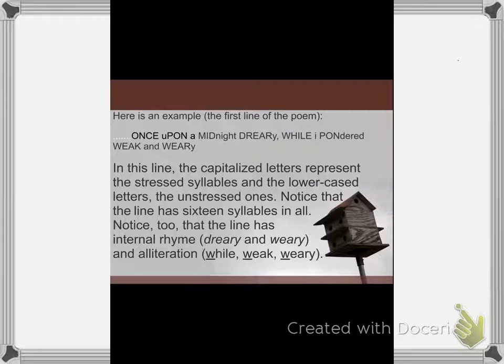Notice, too, that the line has internal rhyme. Dreary rhymes with weary, and it's the same line of poetry. And then there's alliteration, the W sound at the beginning of those words: while, weak, weary. There's alliteration all through this poem.